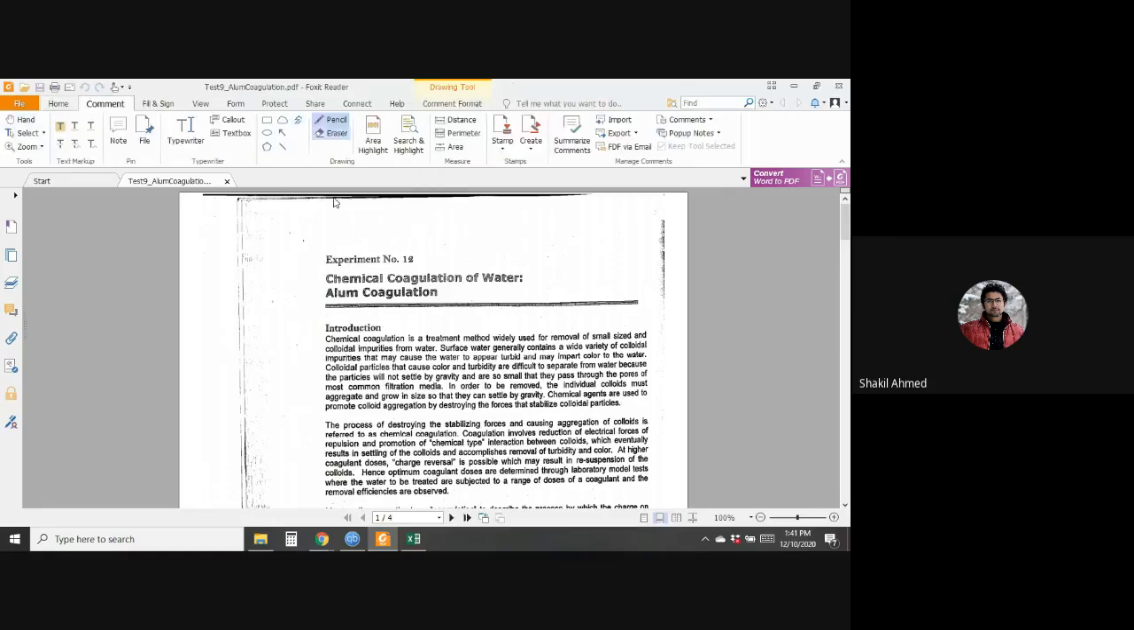So today we will discuss the experiment related to chemical coagulation of water, and we will use alum as the coagulant. So we will call it alum coagulation.